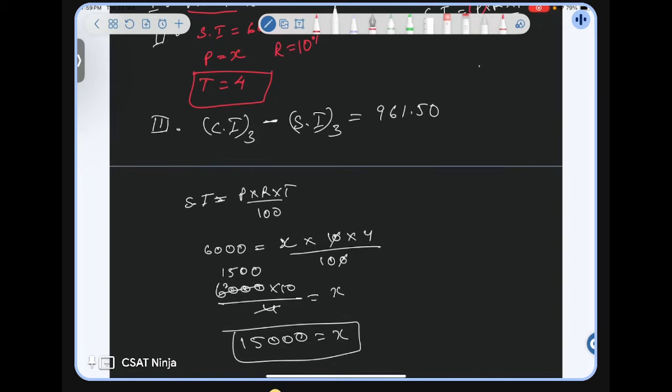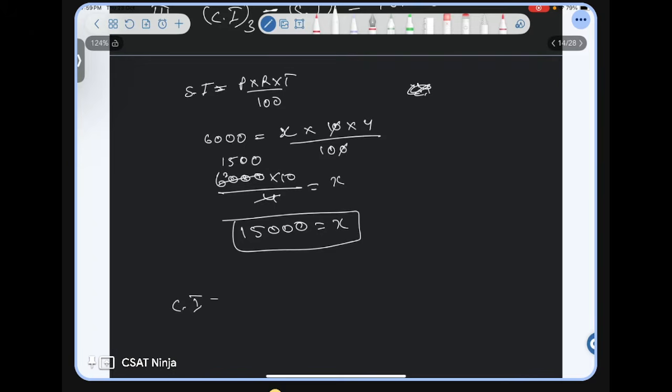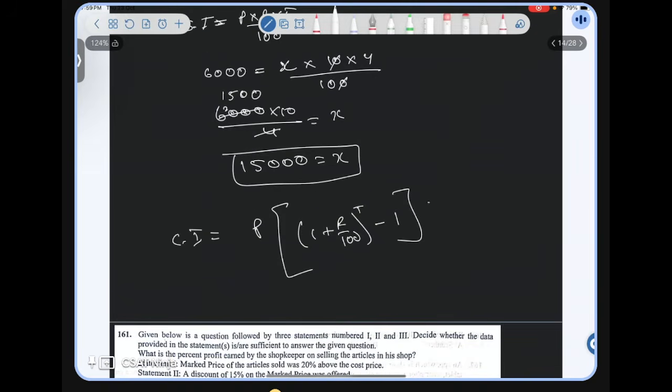If I have my principal, what was the compound interest formula? Compound interest formula is principal into 1 plus rate of interest divided by 100 to the power t, minus 1. So what do we have? We have principal, which is 15,123, and 1 plus rate of interest here was 10 divided by 100 to the power, for how long? For 4 years.